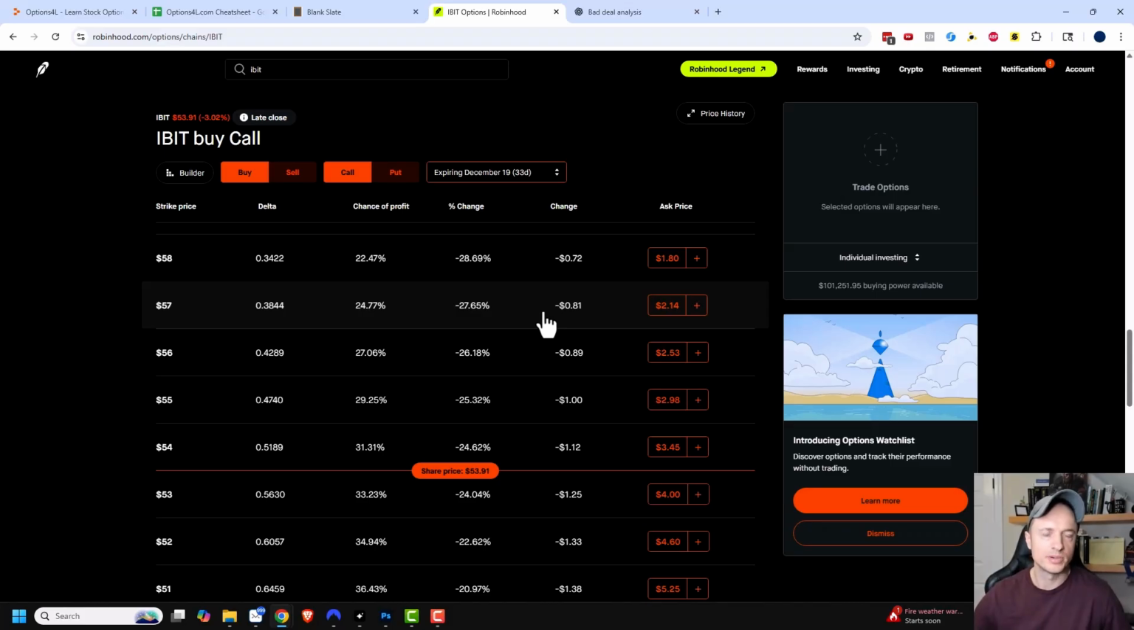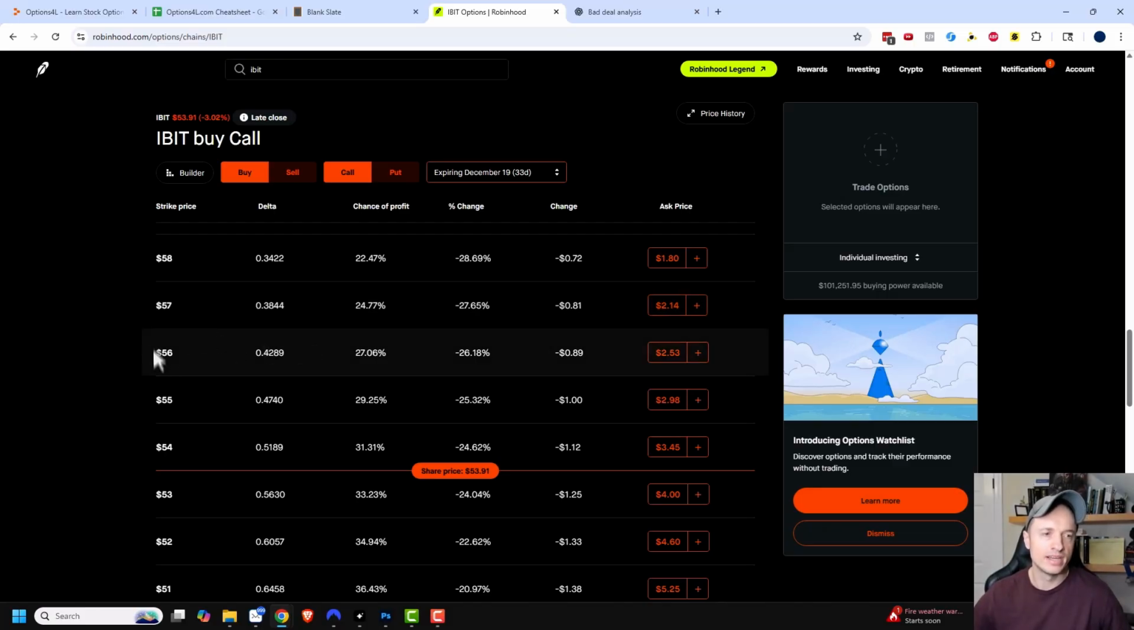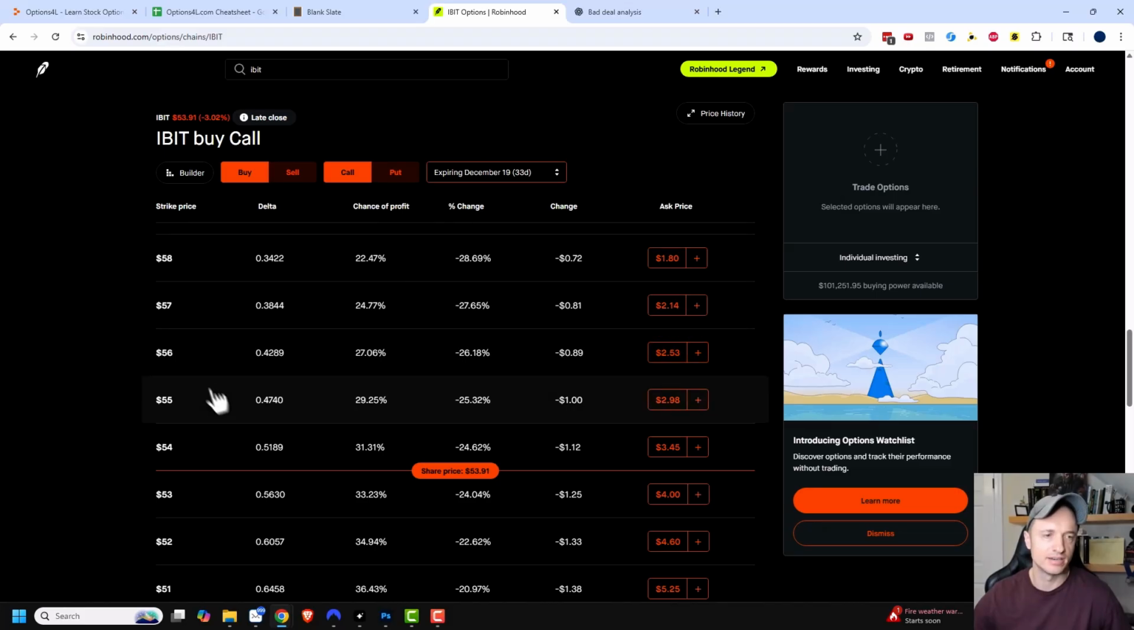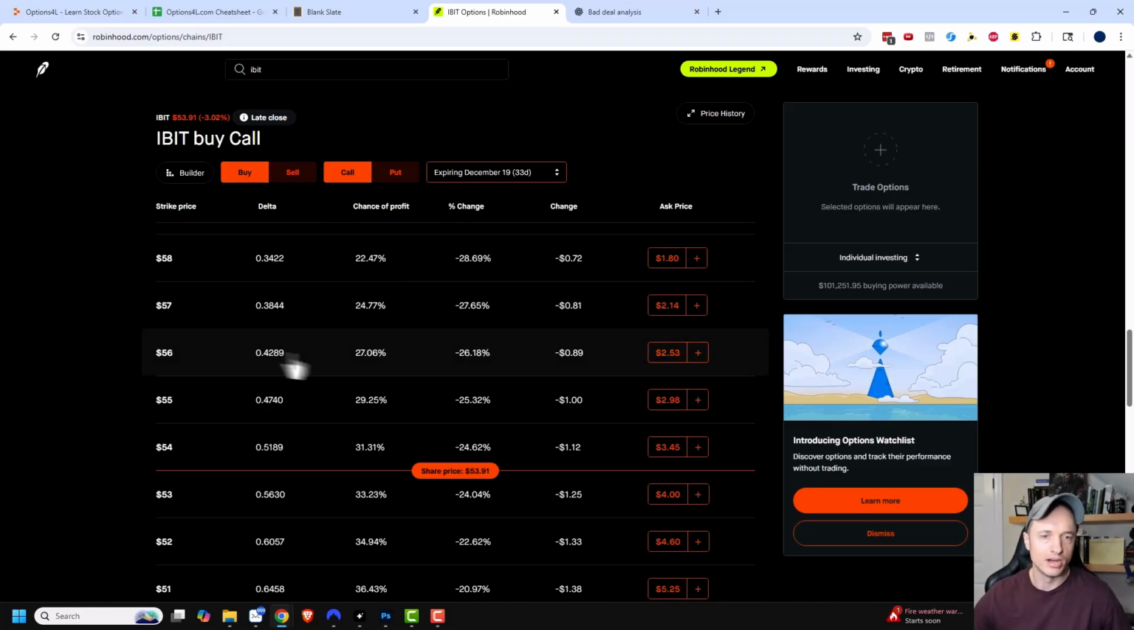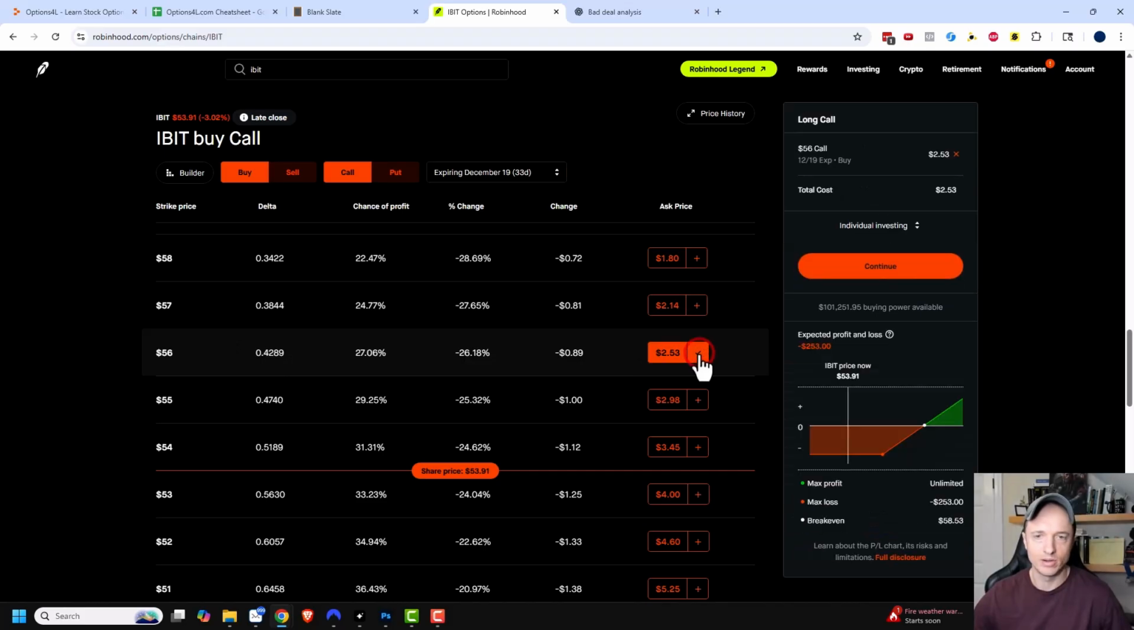So when it comes to these debit spreads, I might do some technical analysis and look at resistance levels and things like that. Let's just say that I did that, and I feel pretty confident that IBIT's going to bounce up and be above $56 in the next 33 days. So I want to be on buy, and I'm buying my call, so I'm opening my long position, and I'm going to add that to my order.